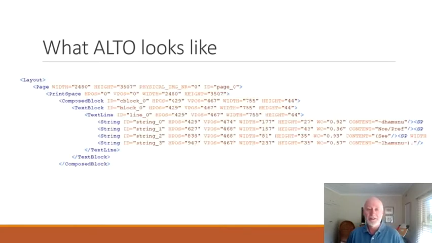And it looks something like this. This is a chunk from an Alto file, the layout section, which is where all the important information is. And you can see the kind of objects which it refers to. And you can see that they all have width, height, horizontal position, vertical position, and so forth specifications. The ones we'll be looking at here are text lines and strings, and you can see that for a string, that's where the content is.